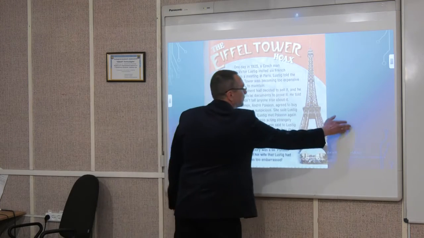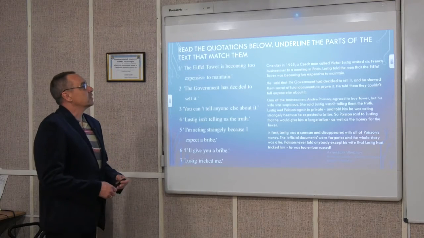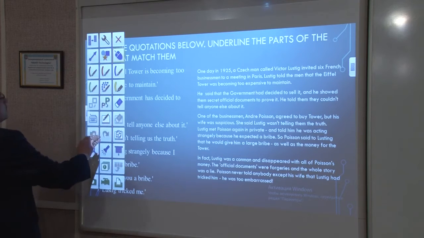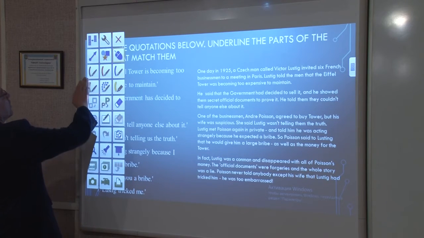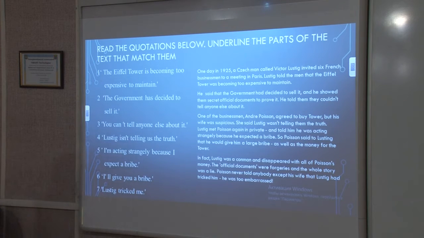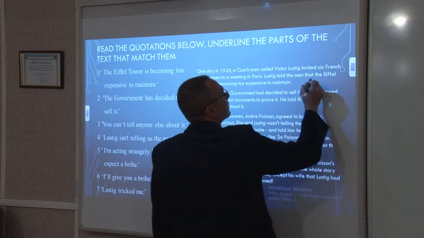The first task is: read the quotations below, underline the parts of the text that match them. So the first quotation is, "The Eiffel Tower is becoming too expensive to maintain." Let's find the sentence in the text that matches this quotation. The Eiffel Tower is becoming too expensive to maintain. Here is this part.